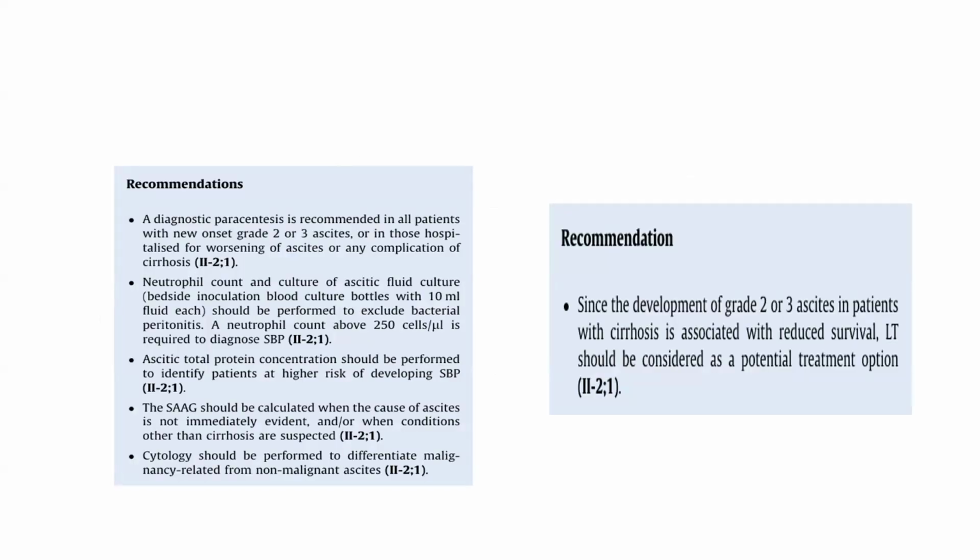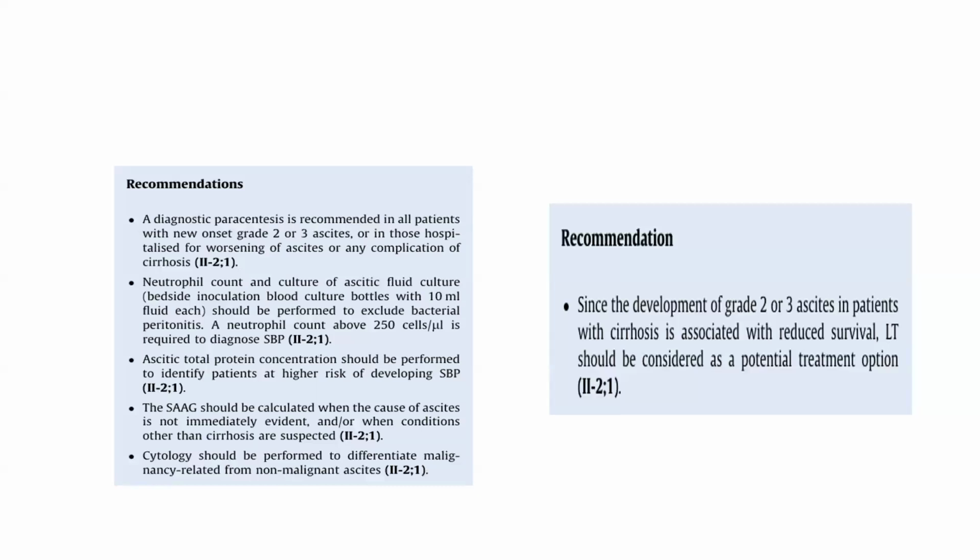Next, we'll see what the recommendations are. Diagnostic paracentesis is a must in all patients with new onset grade 2 and 3 ascites, and in those hospitalized for worsening of ascites or any complication of cirrhosis. Our next job is to analyze the fluid properly. We'll check the neutrophil count and send the fluid for culture to find out the possible etiology, like to exclude bacterial peritonitis. If the neutrophil count is above 250, then we need to consider the possibility of spontaneous bacterial peritonitis.